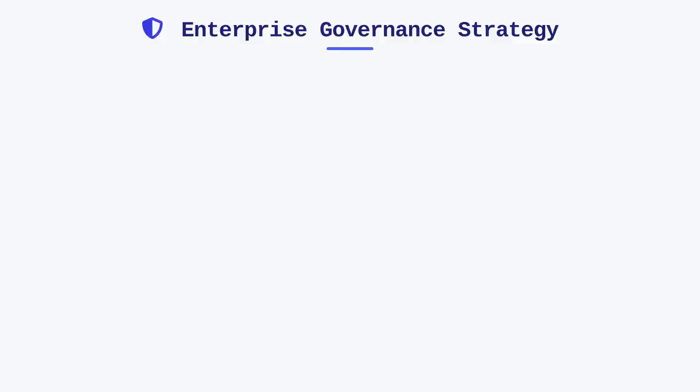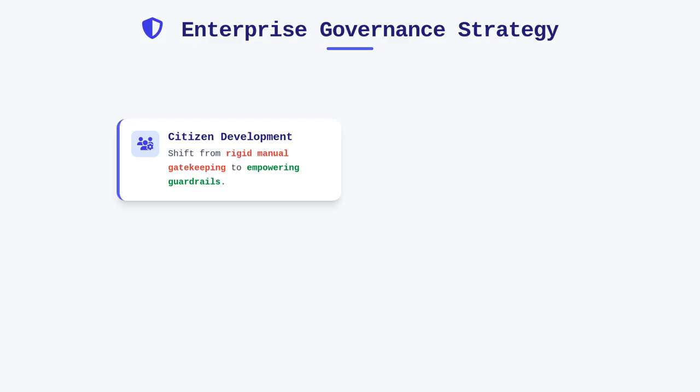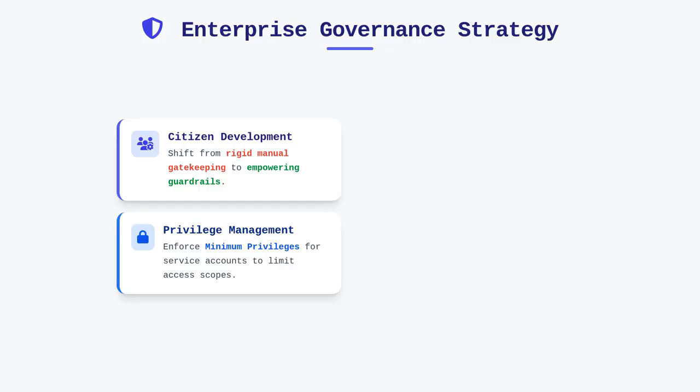Governance also requires a sensible approach to citizen development, which is often the most significant point of friction in an enterprise IT strategy. Instead of relying on rigid, manual gatekeeping, you should implement guardrails that empower users while maintaining systemic control. This involves defining the specific scopes and permissions for developers, ensuring that service accounts possess only the minimum privileges required for their specific tasks.